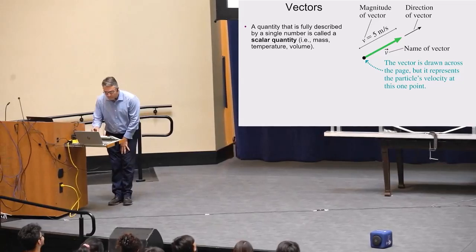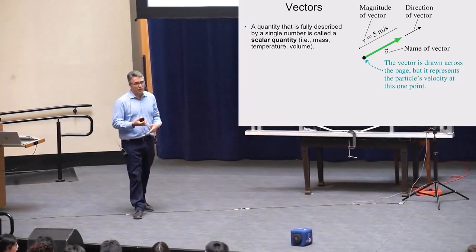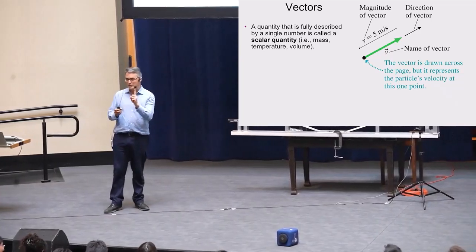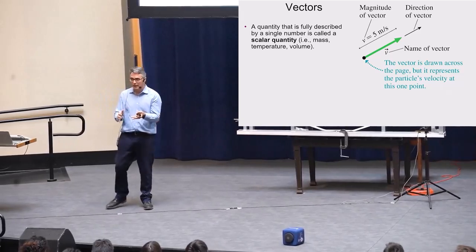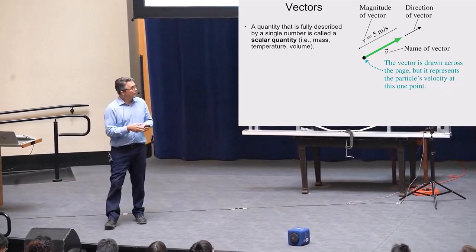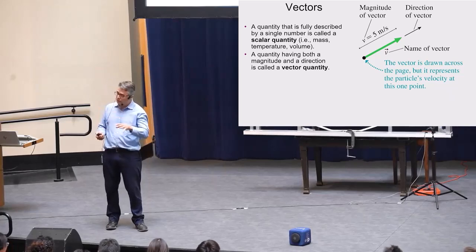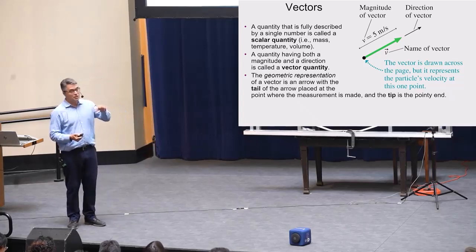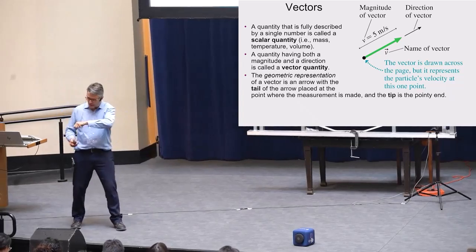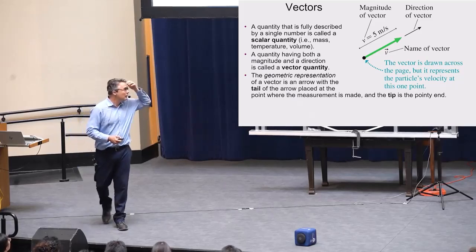Okay, so we're talking about vectors. A scalar is a quantity that's described by a single number. And when you have a calculator, you're always typing scalars into your calculator, at least my calculator. But a vector is something that has both a magnitude and a direction. And so a geometric representation of a vector is you just draw an arrow on a page, on your diagram.